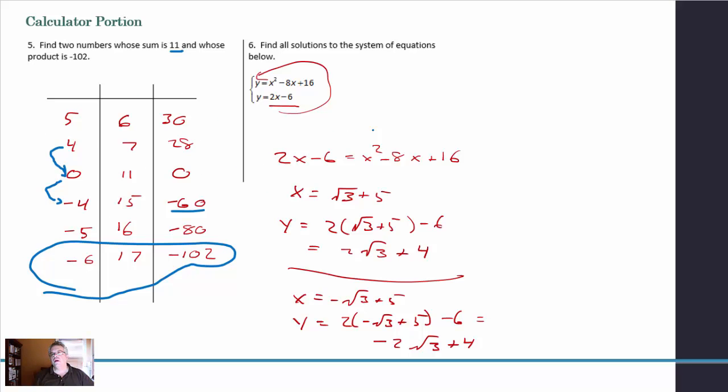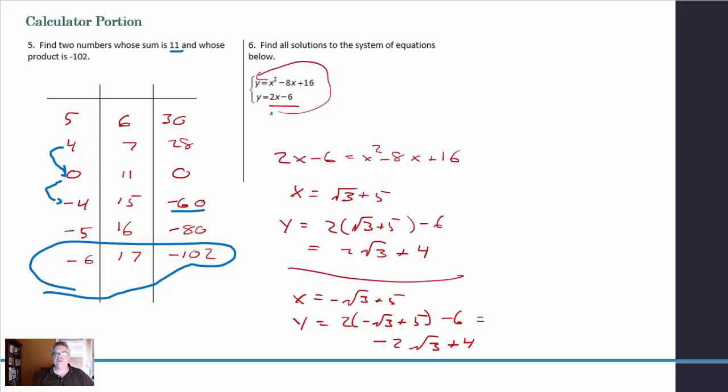Okay, now we're getting close to the end. There are 2 questions left. This says find all the solutions to the systems of equations below. This first one's nonlinear. It's the equation of a parabola. So this is going to be a little bit harder, but we have our 84.